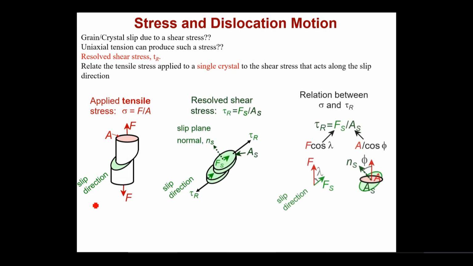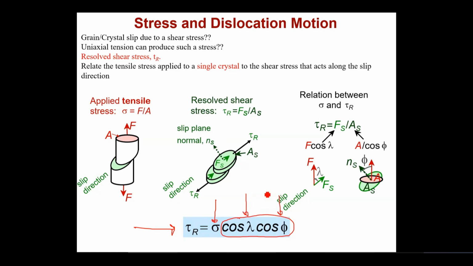The resolved shear stress is basically the value which is dependent upon the normal stress or the tensile stress, and it is dependent upon the angle of the slip direction and slip plane with regards to the plane on which tensile force is being applied. Clear?